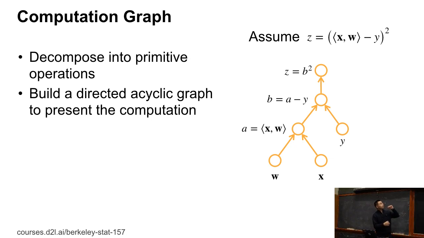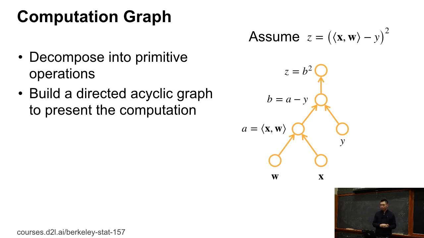So let's still take the previous example. We're going to compute z equals something. Here we introduce two intermediate results, a and b, so we present them as two nodes here. And the final result is z equals b squared. Also, we put the inputs x, w, and y here as input nodes. So each node is either an input or an intermediate result with these computations. And the arrow here means which inputs each operator is going to take.